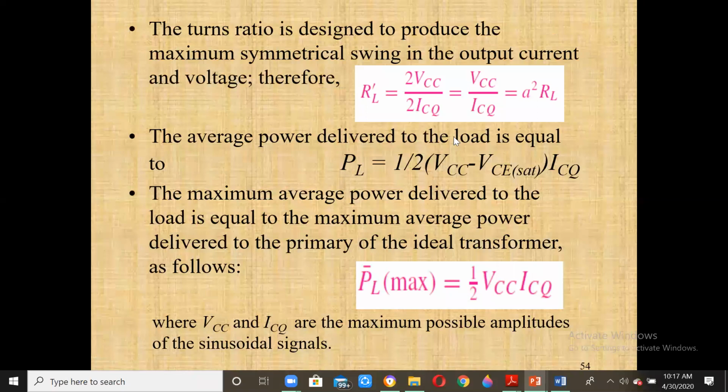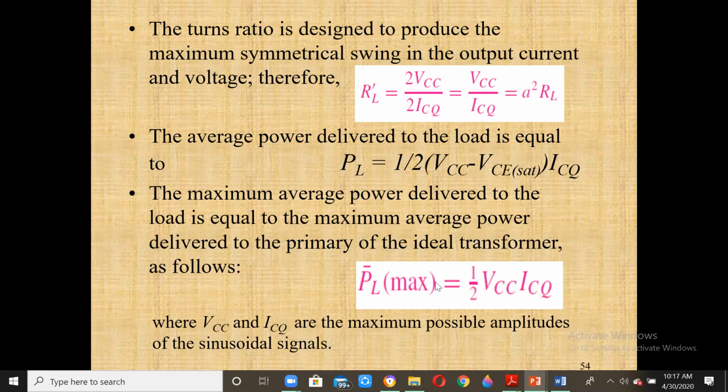The average power delivered to the load is PL equal to half of VCC minus VCE sat into ICQ. Generally VCE sat is much smaller than VCC, so we can neglect it, and that can be considered the maximum value. So the maximum average power delivered to the load is equal to the maximum average power delivered to the primary of the ideal transformer, which is PL max equal to half of VCC into ICQ, where VCC and ICQ are the maximum possible amplitudes of the sinusoidal signal.